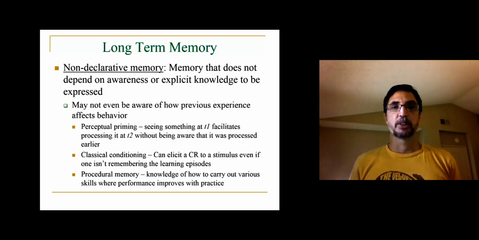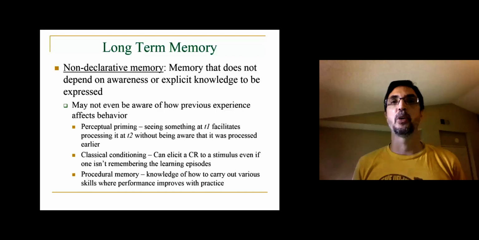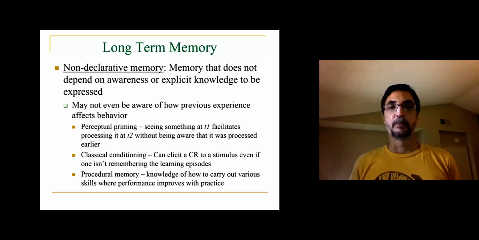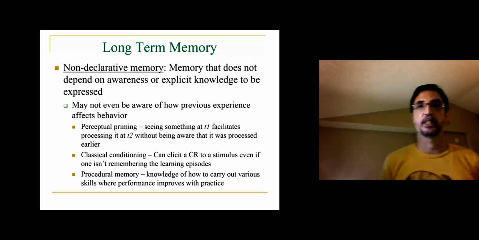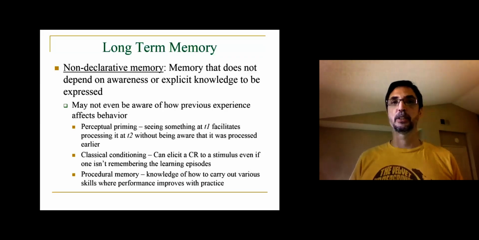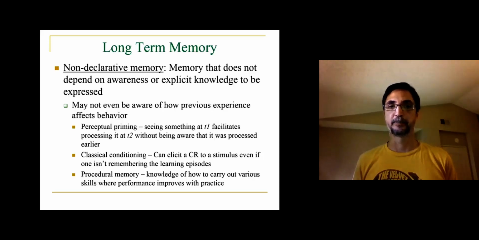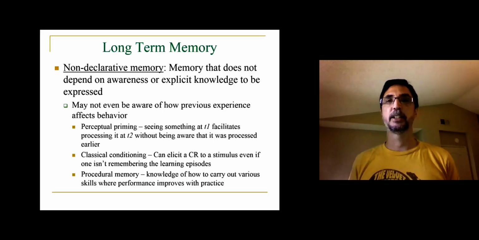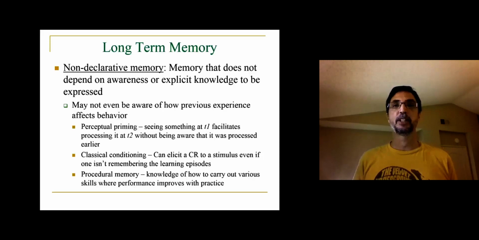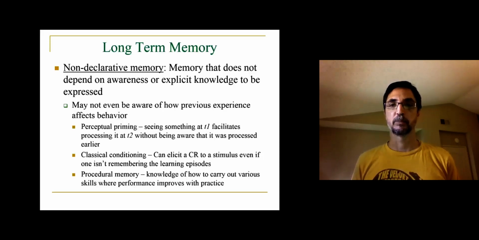And there's lots of examples of this from the case of human memory research. For example, I'm sure many of you are familiar with perceptual priming. This is when you see a stimulus at one point in time, and it facilitates processing that stimulus or a related stimulus at a later point in time. And another example of non-declarative memory is classical conditioning, which is when you learn an association at one point in time, and it can influence your performance at a later point in time. In particular, you can elicit a conditioned response to a stimulus, even if you're not remembering the conditioning event that took place earlier on.